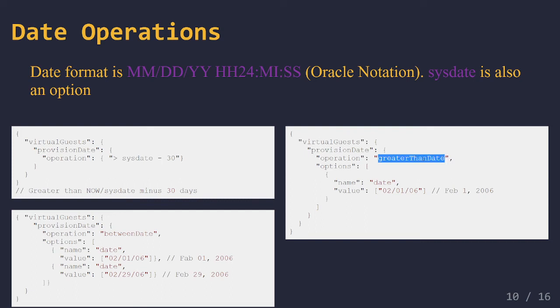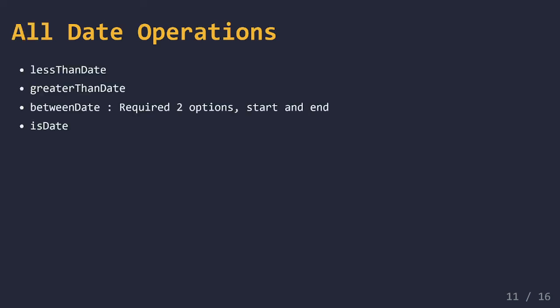And we also have greater than date and less than date, which I didn't show you less than date, but it's the same thing, just says less than date. Virtual guest provision operation, we say greater than date, has one option, name, date, value. Again, the value is an array, and we have our date string. So all the date operations, less than date, greater than date, between date requires two options, start and end, and is date, which will match an exact date.